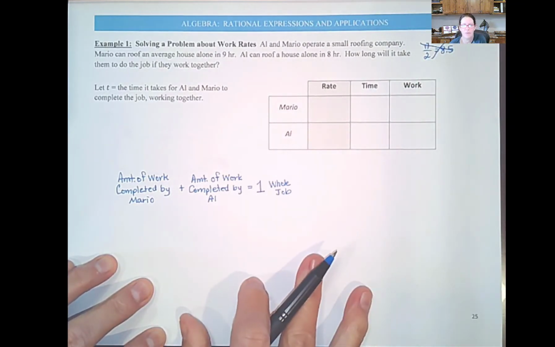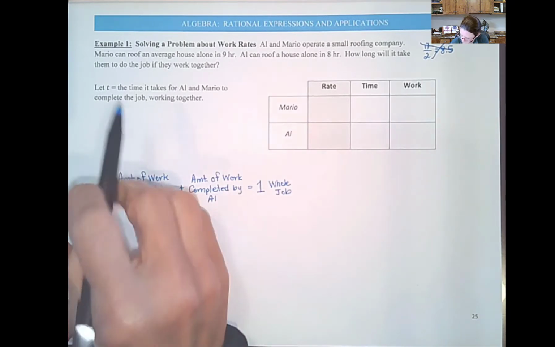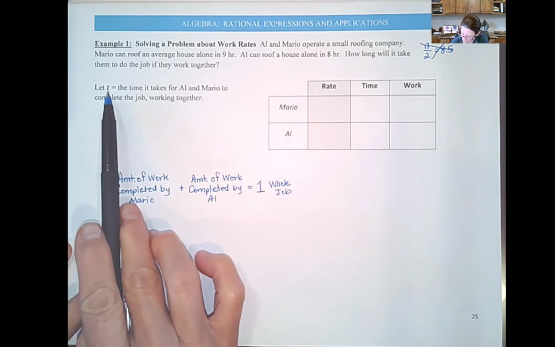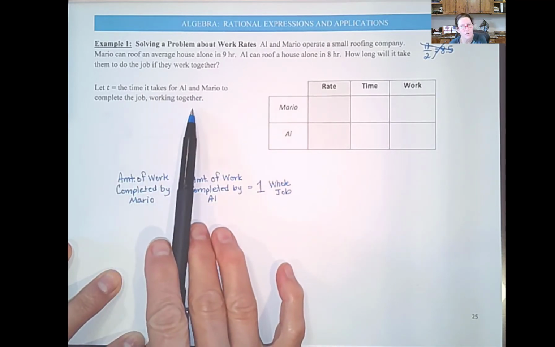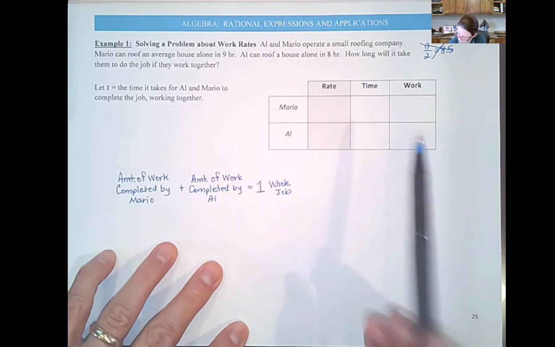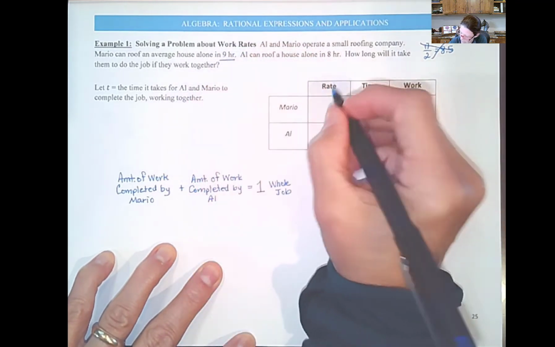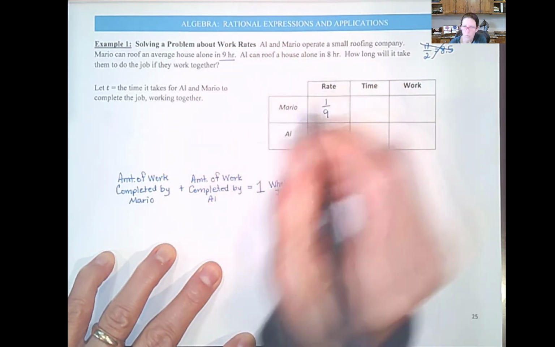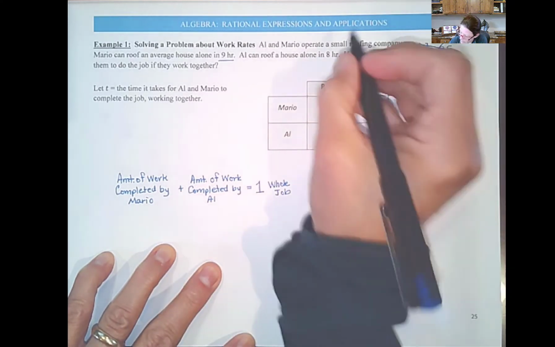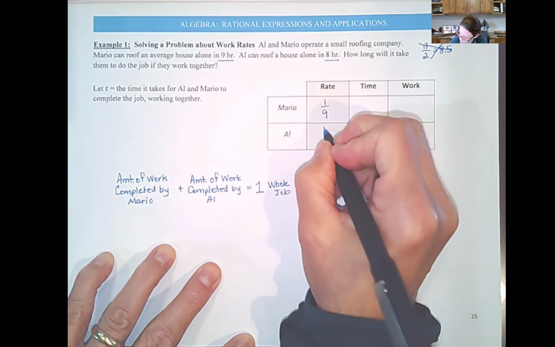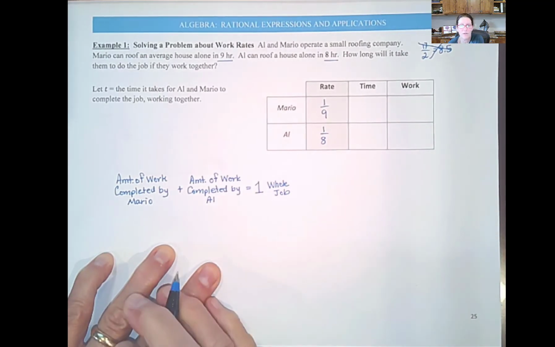Don't make that mistake. Rather, let's let T equal the time it takes for Al and Mario to complete the job working together. Mario can complete this in 9 hours, therefore his rate is 1/9 of the job per hour. Al can complete this job alone in 8 hours, so his rate is 1/8 of the job per hour.